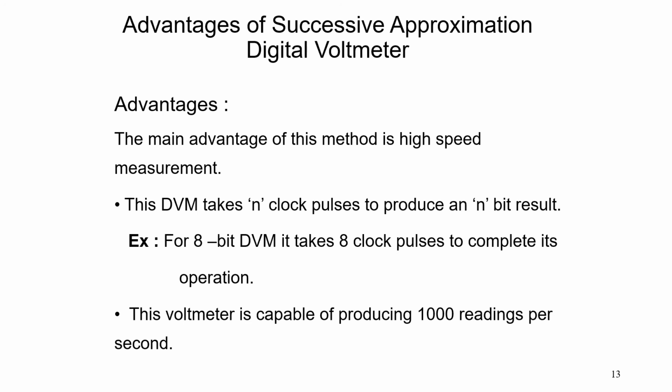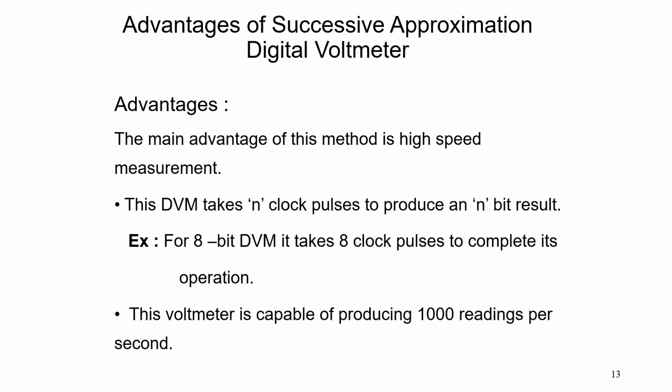So to sum up, the successive approximation digital voltmeter performs analog to digital conversion known as digitization. When the start pulse signal activates the control circuit, the successive approximation register is cleared. The output of the SAR is 8 zeros. The output voltage of the D2A converter is 0 volts.